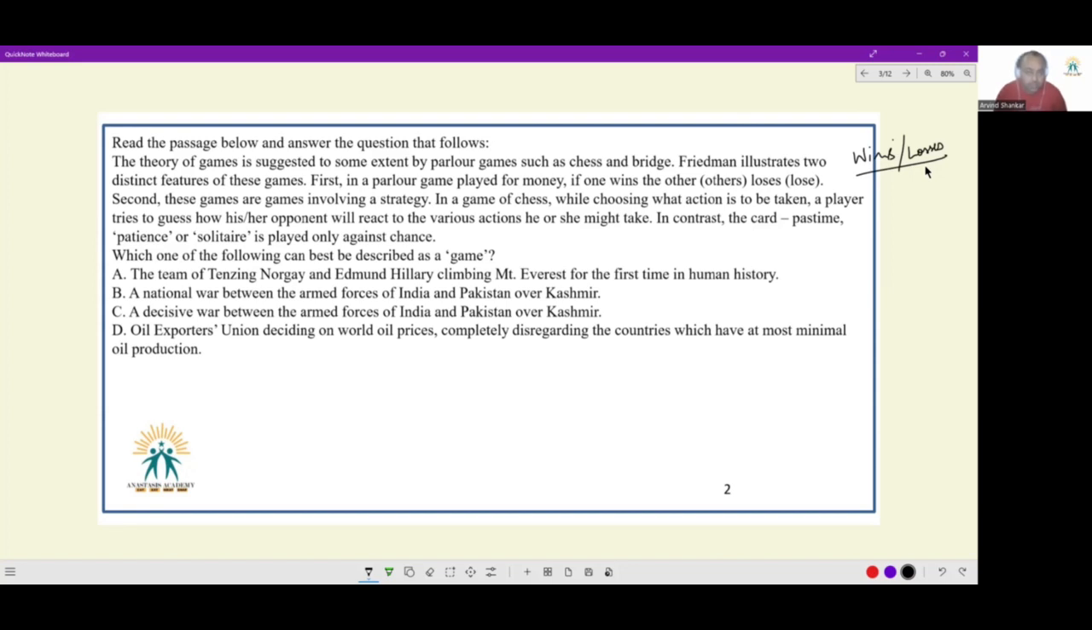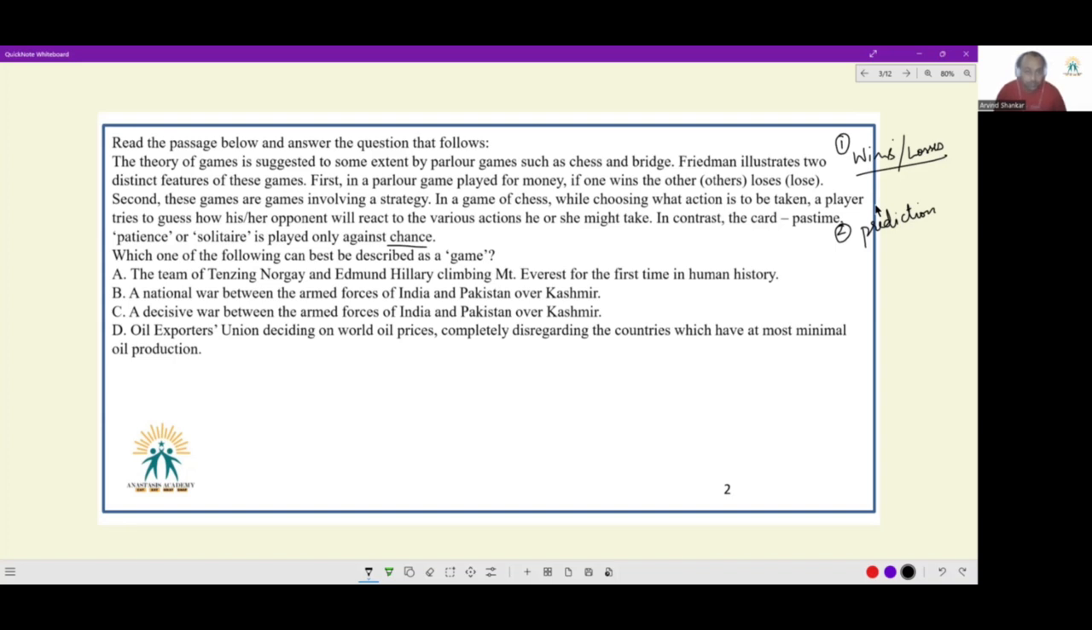Second, these games are involving strategy. In a game of chess, by choosing what action is to be taken, a player tries to guess how his or her opponent will react to various actions he or she might take. In contrast, the card pastime, patience or solitaire is played only against chance. Okay. So, first feature is the game should have some sort of wins and losses. Second feature is there has to be some sort of prediction of how the other party will respond, not how it will randomly turn out based on chance. These are the two features that have been highlighted according to the passage.